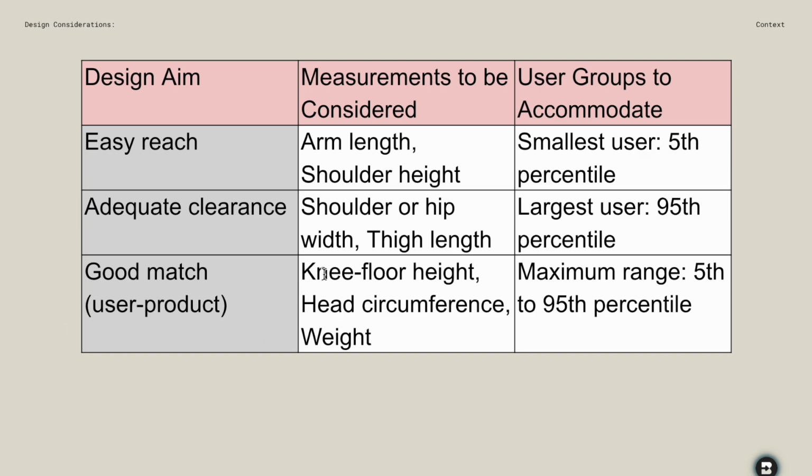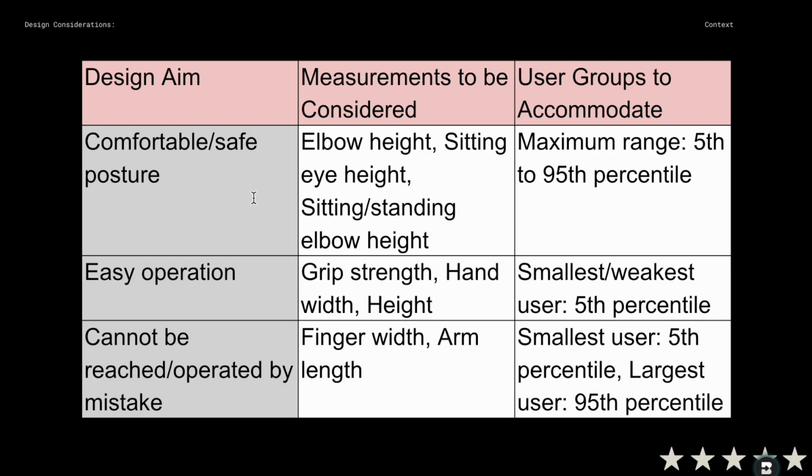And if we're thinking, for instance, knee to floor height on a chair, is the chair adjustable? Can it be moved up and down? If you think of a baseball cap with head circumference, can I adjust the baseball cap so that it will fit a lot of different people? We're going to think about things like comfort and safe posture. So we want to think about elbow height, sitting eye height, sitting and standing elbow height. And again, we want to think of a maximum range in this case.